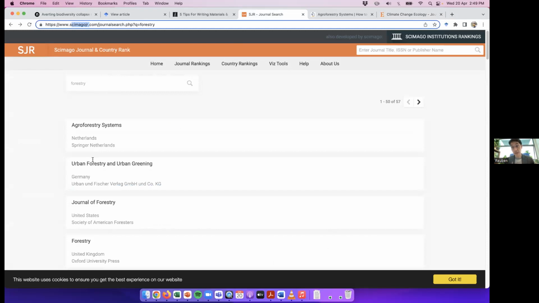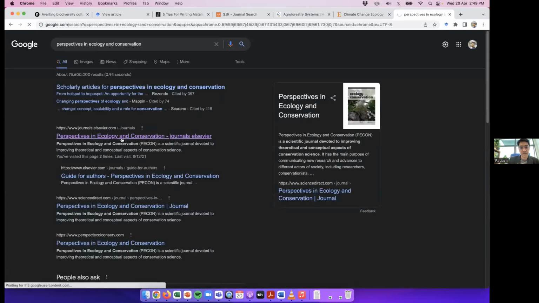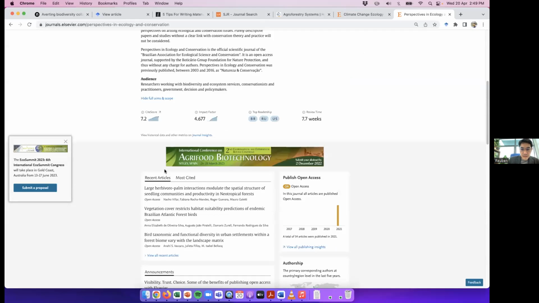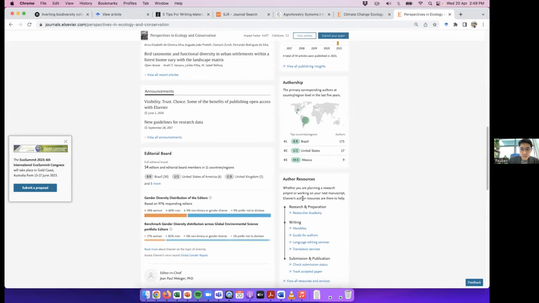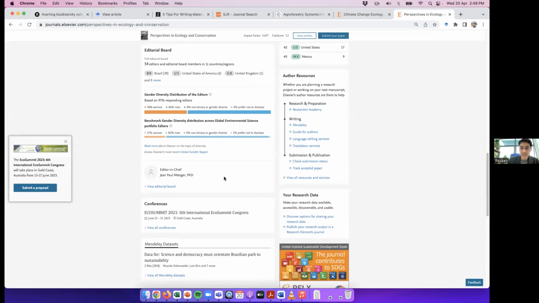Nope. Sometimes a journal has a society that sponsors it. For example, there's a journal called Perspectives in Ecology and Conservation. So again, you might want to consider publishing here. This particular journal has been sponsored by a society. That's why they do not charge fees.